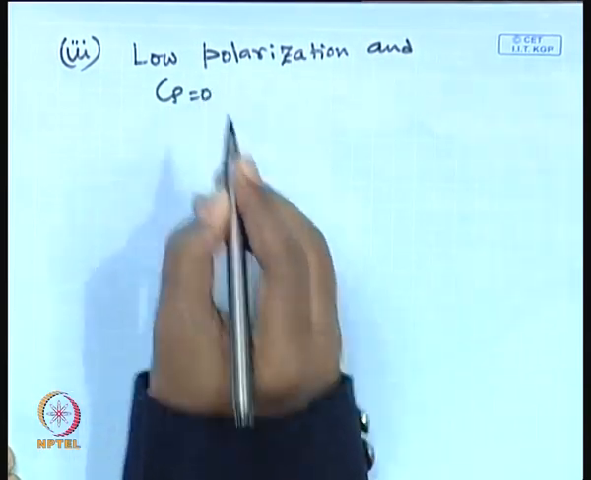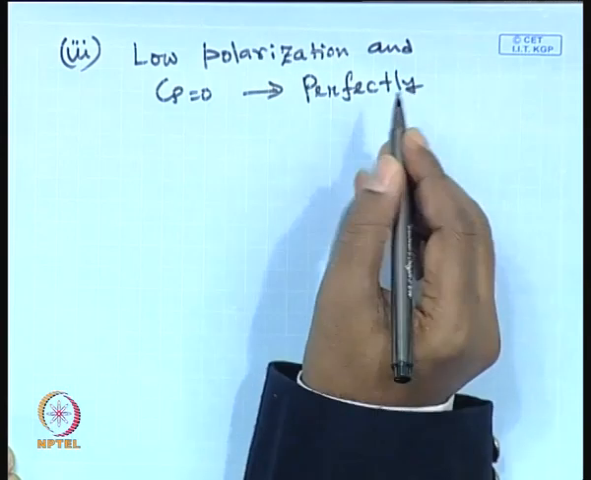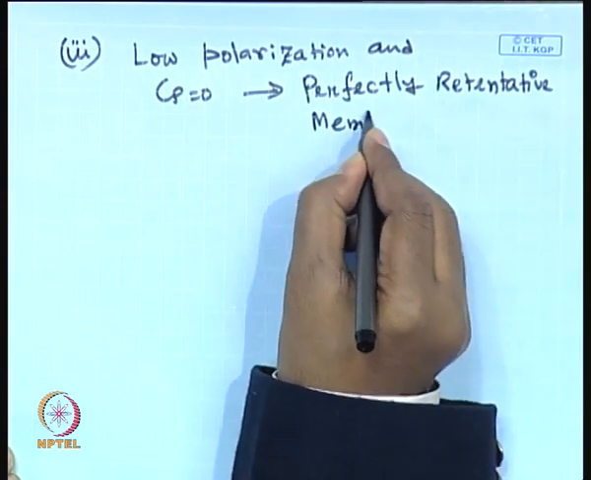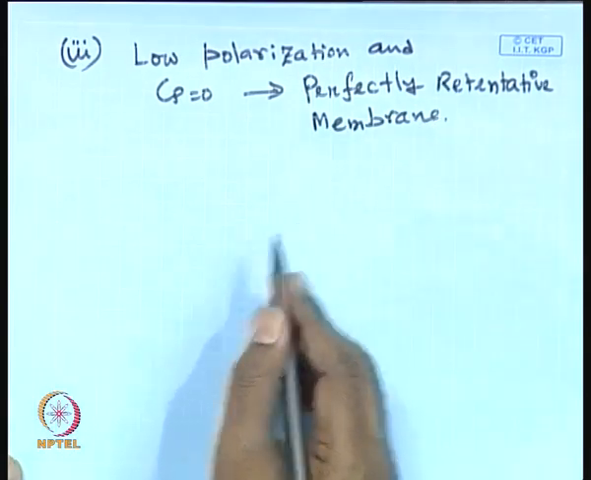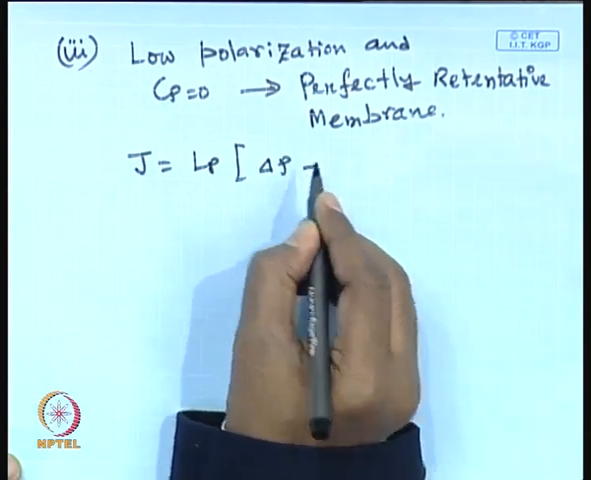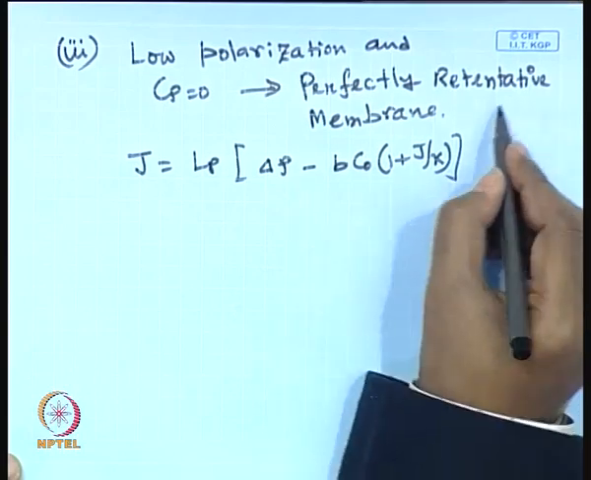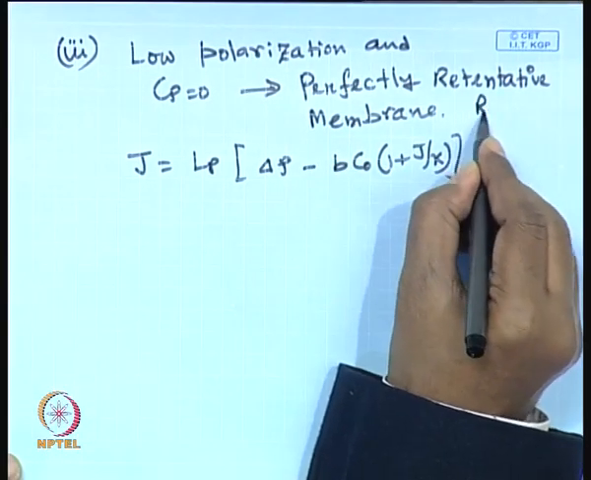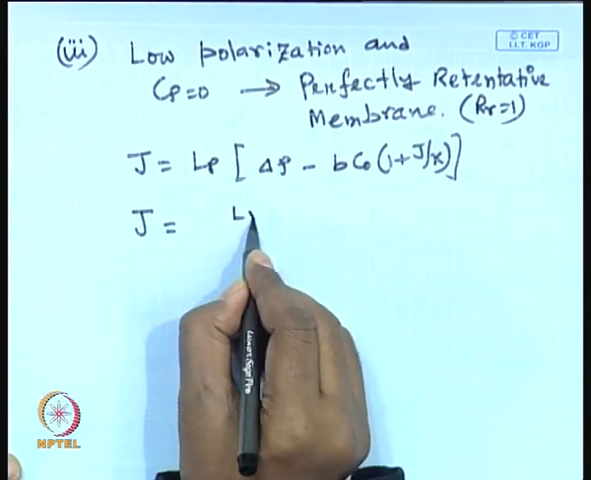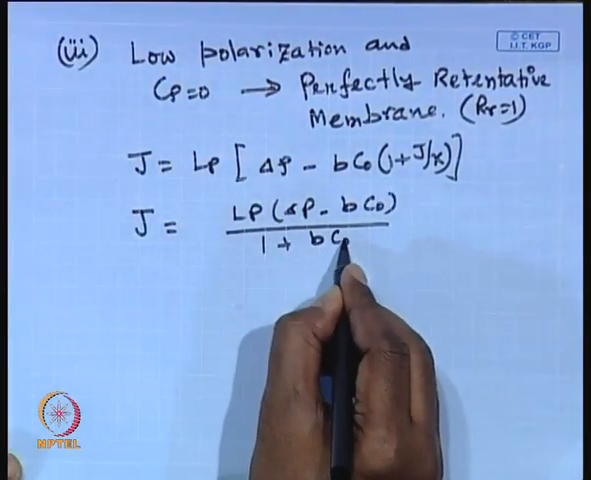And Cp is equal to 0, that means it is a perfectly retentive membrane as far as the solute is concerned. In this case the expression becomes simplified further: J is equal to Lp delta P minus B C naught into 1 plus J by K. Under this condition, perfectly retentive membrane, your real retention becomes 1, and the expression can be simplified as J equals Lp into delta P minus B times C naught, divided by 1 plus B C naught Lp over K.